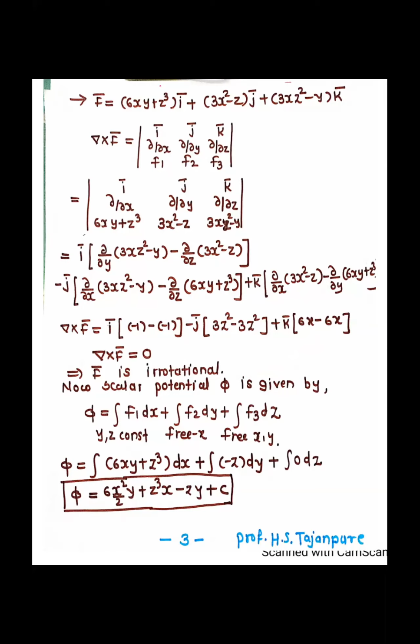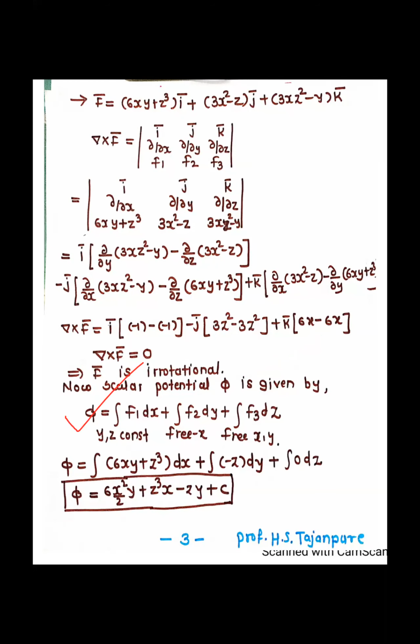Now once you get the irrotational vector field, we'll have to find the scalar potential phi. So for phi, this is the formula: integration f1 dx plus integration f2 dy plus integration f3 dz. Here we'll put f1 as it is, by keeping y and z constant, and we'll integrate. Now from f2, we'll not put the value of f2 as it is. We'll put such a value which is free from x, and f3 free from x and y.